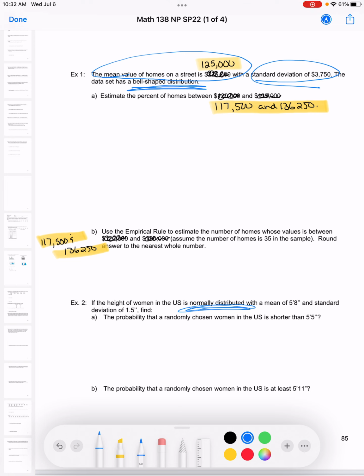Now I have to draw the picture in order to solve the problem. So I've got this space down here. I'm going to draw, it's not going to be beautiful, but I'm going to draw my picture here. In the middle, I'm going to start with the mean. Remember, I've changed the mean, so you need to change that in the notes packet. I count by standard deviation. So to the right, I'm going to add 3,750 here. And I do it 3 times.